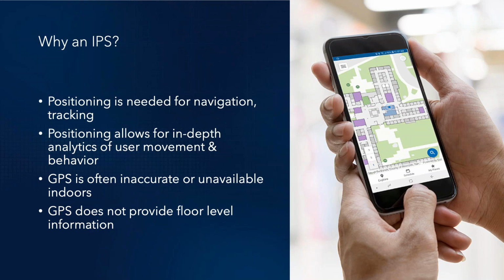And we need an IPS for that because GPS is indoors very often inaccurate or sometimes completely unavailable. But even if it is available, it has one major flaw: GPS does not provide floor level information, which is kind of crucial when you want to navigate in a building, because many buildings have more than just one floor. And when we're talking about IPS in this context, we're usually talking about a radio-based IPS.